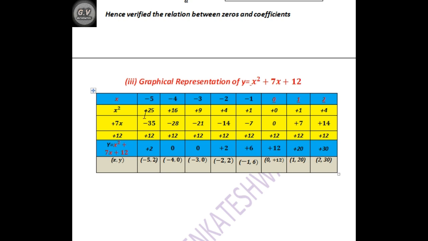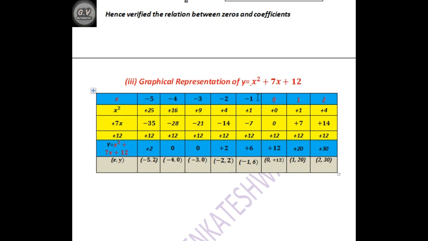Minus into minus is plus. 5 5s are 25, 4 4s are 16, 3 3s are 9, 2 2s are 4, 1 1s are 1, 0 0s are 0, 1 1s are 1, 2 2s are 4. Here these are the values of x square. This row indicates the values of x square according to these values.